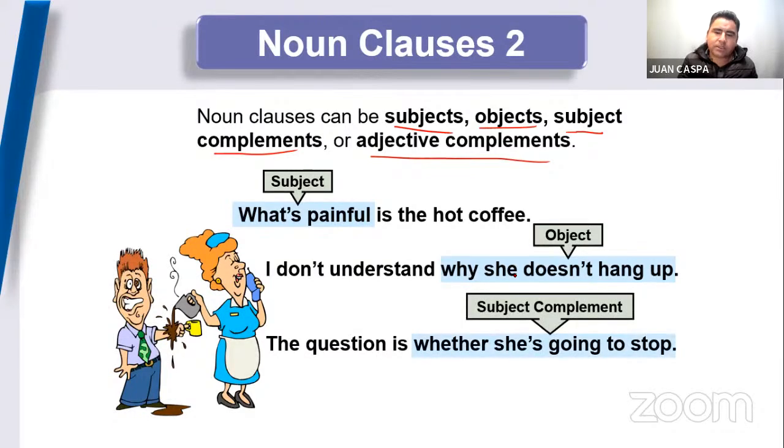But this one, please, Roger. The question is whether she's going to stop. Mhm. The question is whether she's going to stop. This is a subject complement.